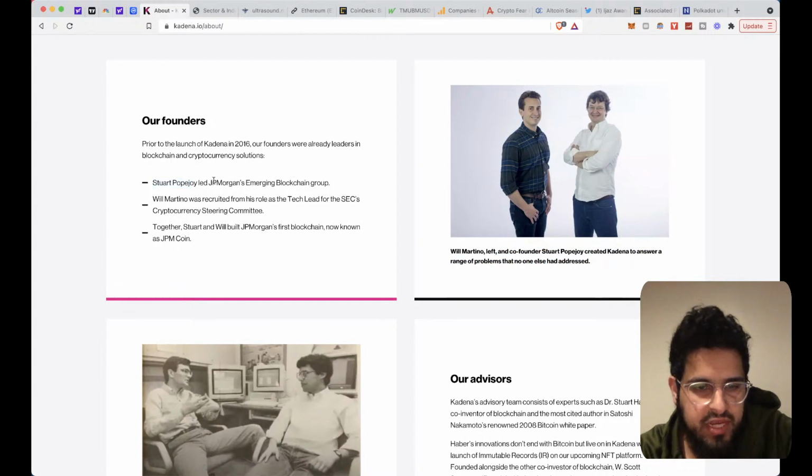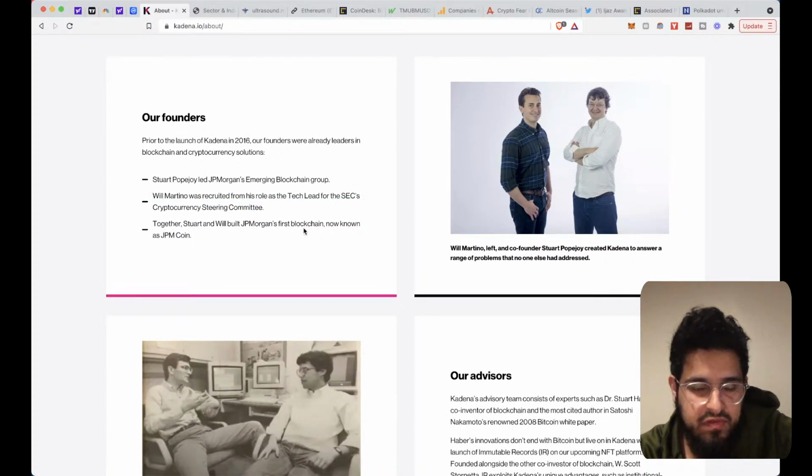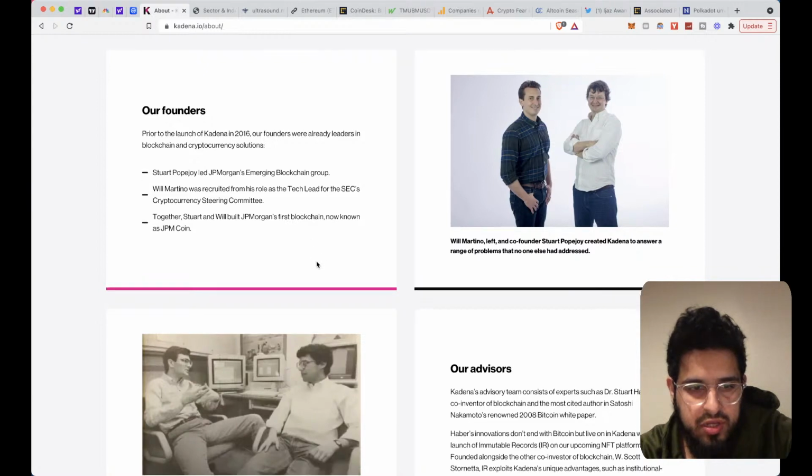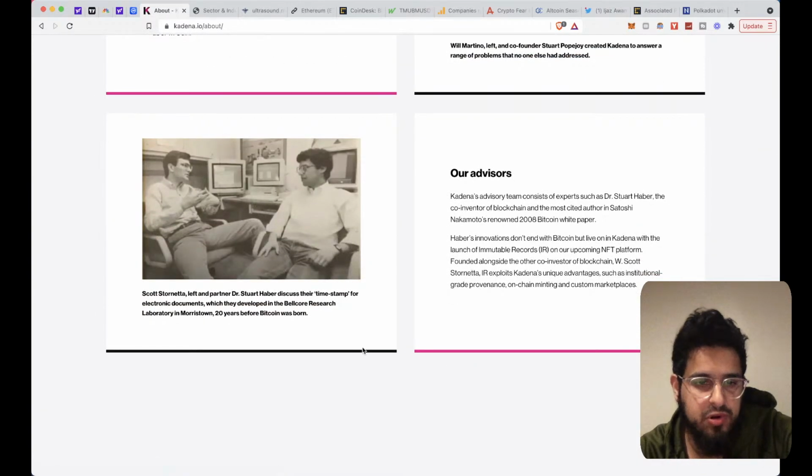Okay, so he's from JP Morgan, emerging blockchain, recruited from SEC. Okay, interesting. They built the first blockchain at JP Morgan. So they built the JPM coin. Got it.